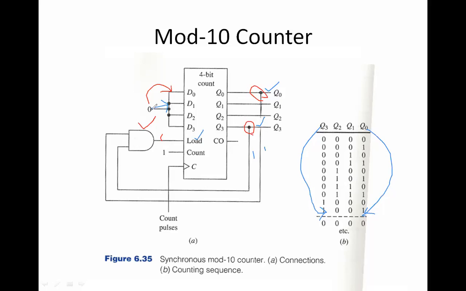Why are we putting 0? Because after 9, I want 0 to come. So that's the reason I am trying to take this 0 and put it in load. Is that clear, students? Is it clear or any doubts?